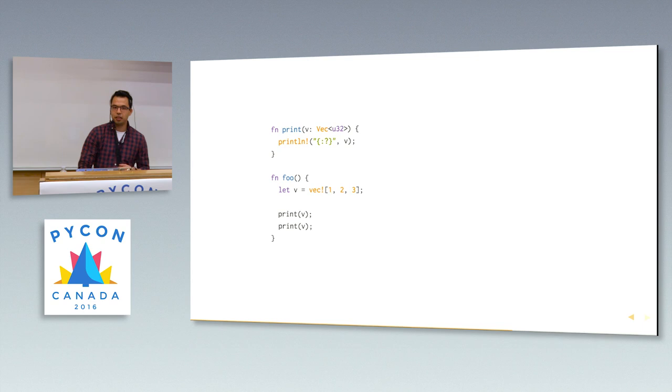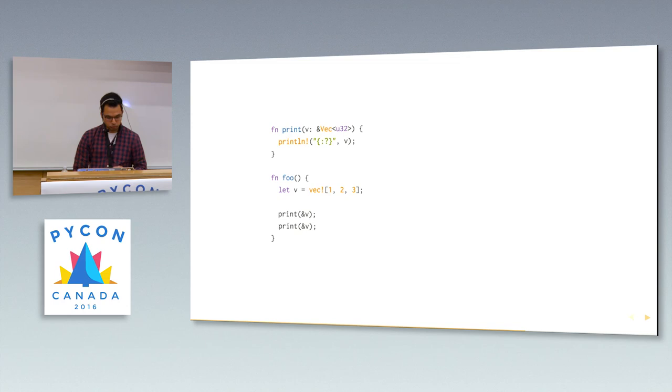Let's look at another example. So here's a function called print. It takes a vector and prints it. And so here, if we call print, this call transfers ownership into the function. And when print returns, that data is freed, which means that if we try to call print again with that same variable, we'll get an error.